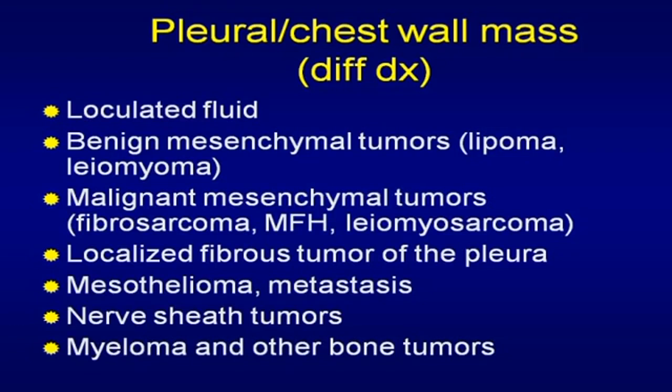Occasionally that will present with a solitary pleural mass. Metastases, again, the same thing, usually multiple lesions, but occasionally just a solitary mass. And then some nerve sheath tumors extending off the intercostal nerves can mimic a pleural lesion, look like a chest wall lesion. And then there are some other bone tumors, metastases, and others.